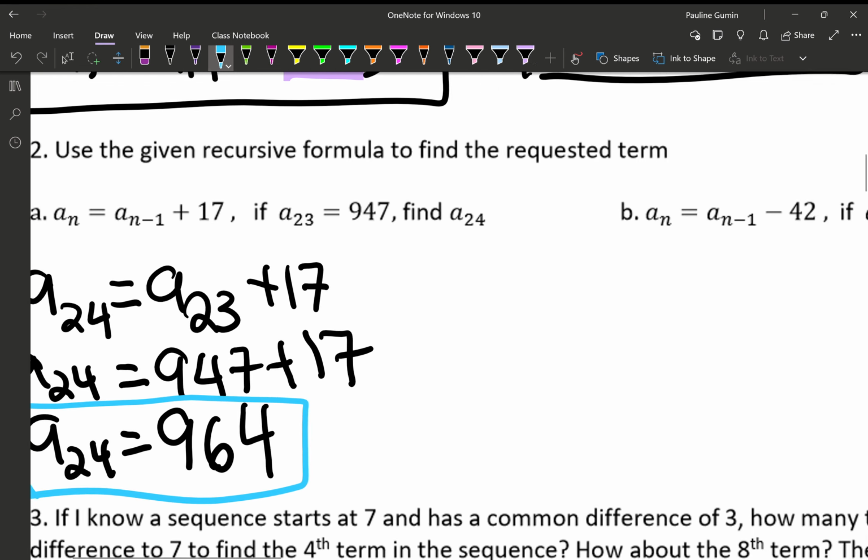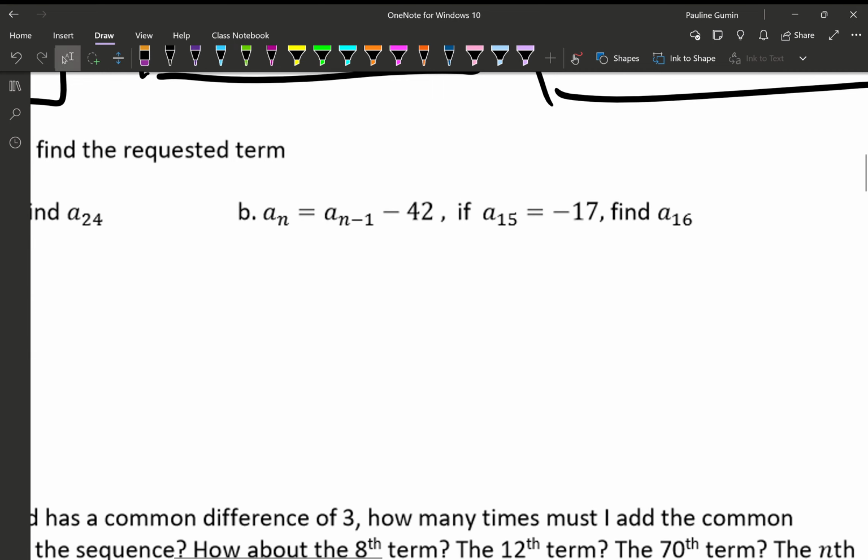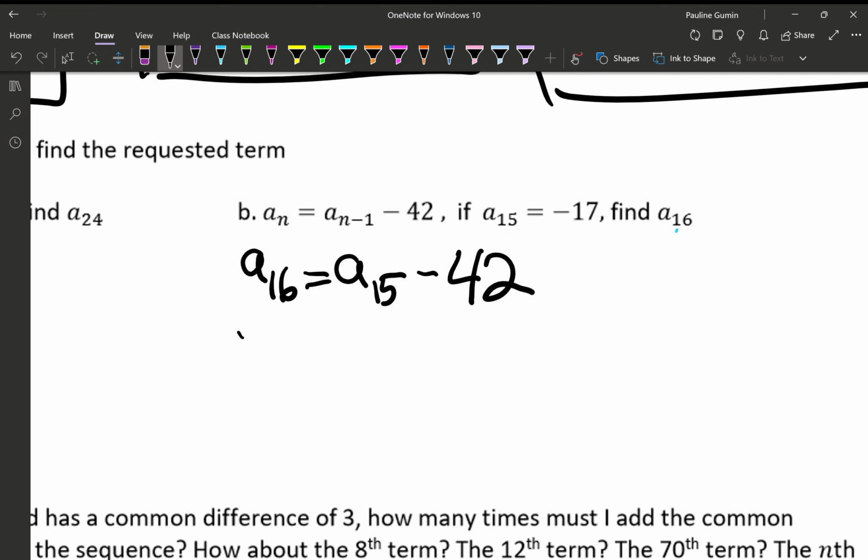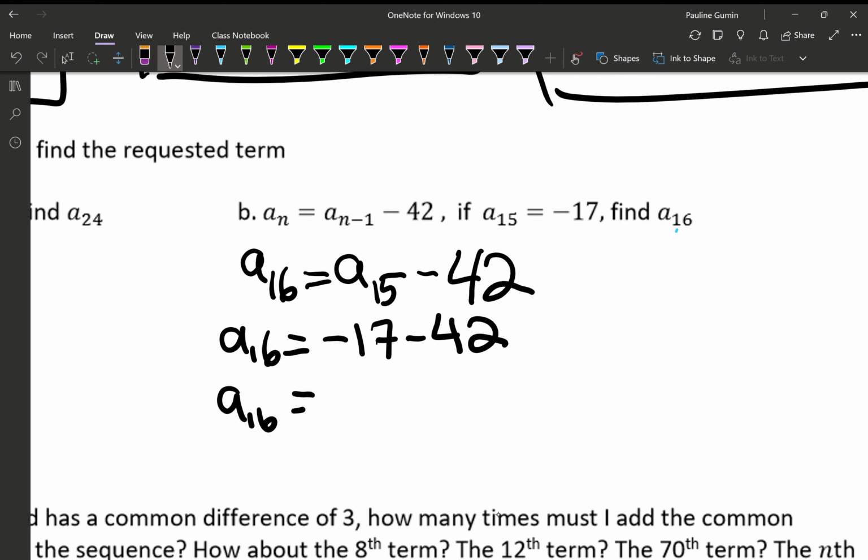Letter B. If the 15th term is negative 17, let's find the 16th term. According to our formula, we can find any term, so the 16th term, by taking the previous term, the 15th, and subtracting 42. So to find a_16, we do negative 17 minus 42. The 16th term is negative 59.